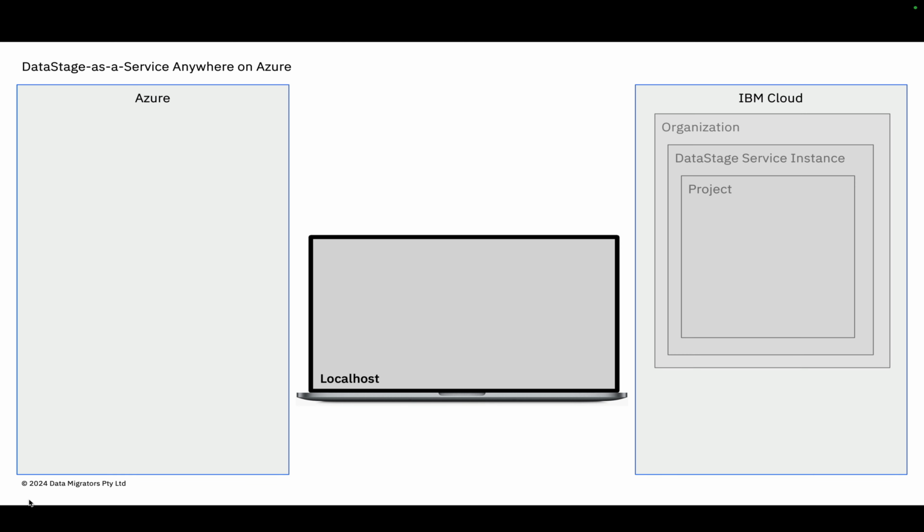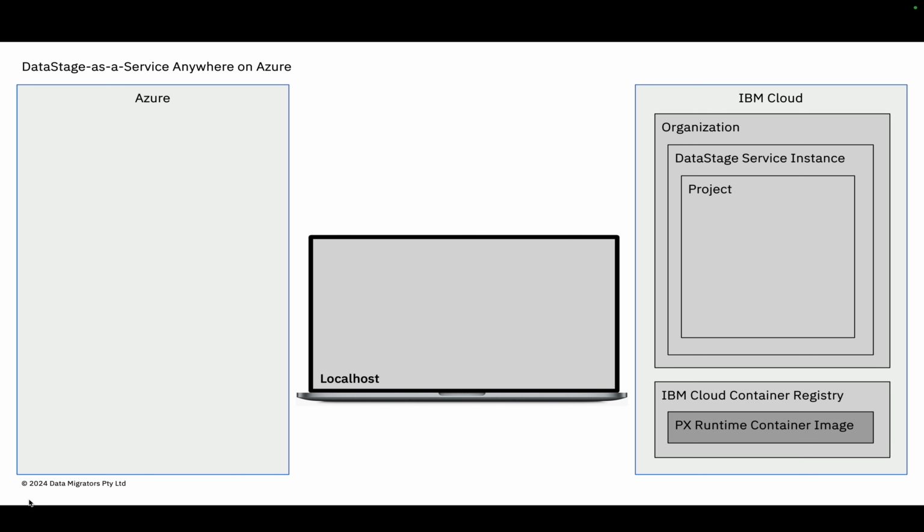On IBM Cloud, I have an organization. Within there, I have a DataStage service instance. Importantly, your DataStage service instance needs to be using a plan which is DataStage Anywhere capable. There are different types of plan you can have. There's a free tier plan, which is great, but if you want to use DataStage Anywhere, you need to make sure you've chosen a DataStage plan that supports that. Within my Cloud Pak for Data environment, I'm going to have a project.